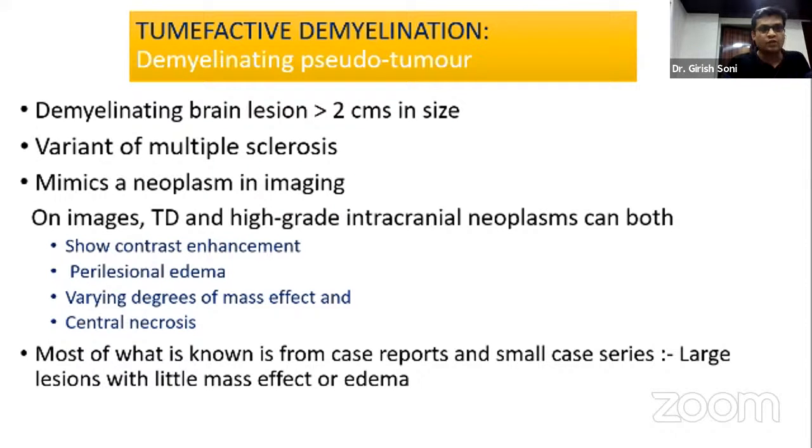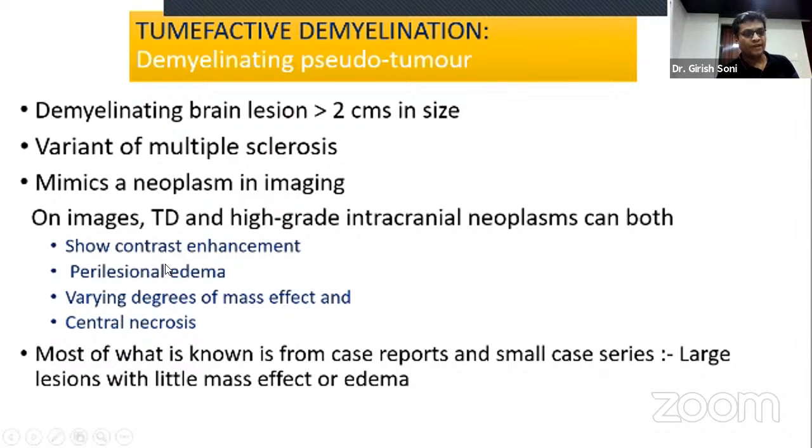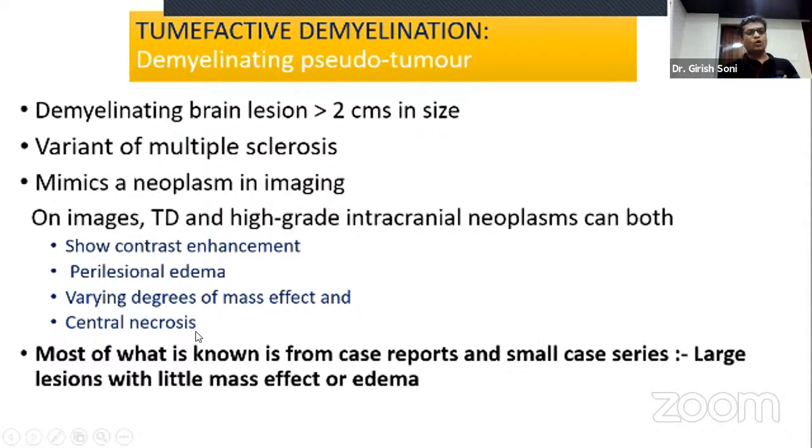They can mimic a neoplasm, sometimes lymphoma, on images, because both these things show contrast enhancement, variable perilesional edema, variable mass effect, and areas of central necrosis. What we know about tumefactive demyelination from case reports and small case series is that they are a large lesion with little or minimal mass effect and edema.